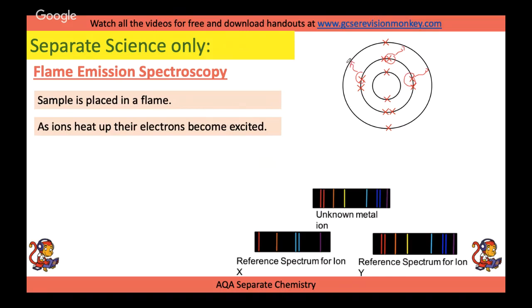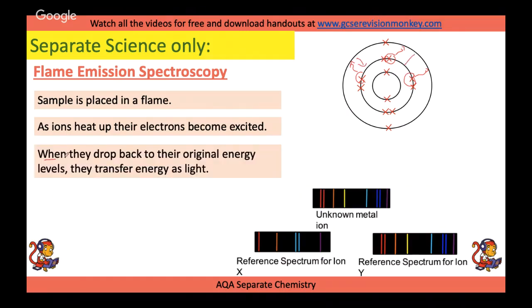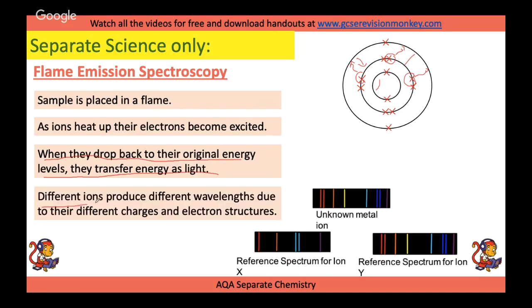However, they will then fall back to their original energy levels, and when they drop back to their original energy levels, they transfer energy as light. So as they're falling back, they're emitting radiation as light, and this comes up in physics too. When they do that, you will have these spectra created because different ions, so different metal ions, produce different wavelengths of light due to their charges and electron structures being different.